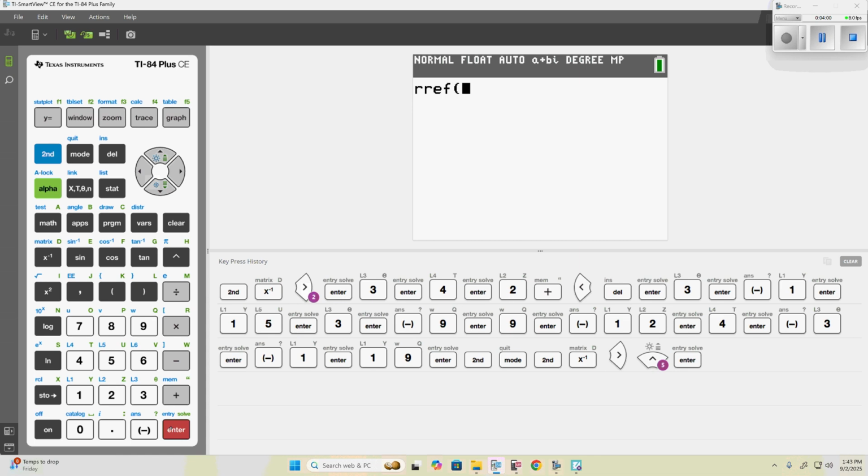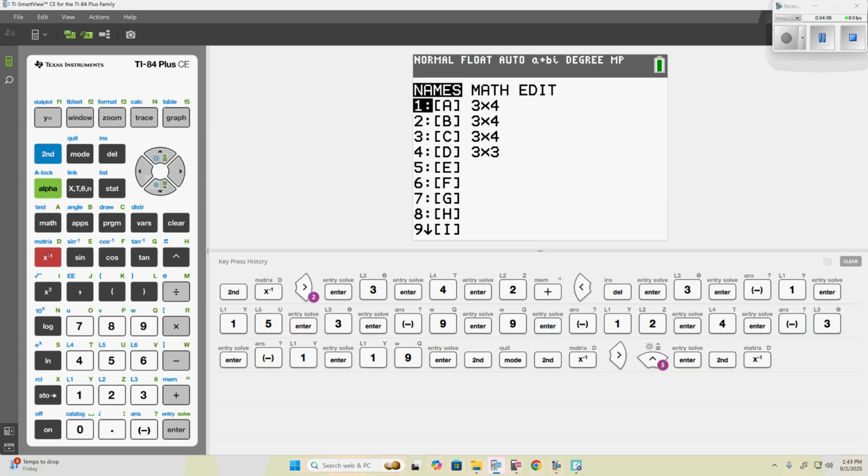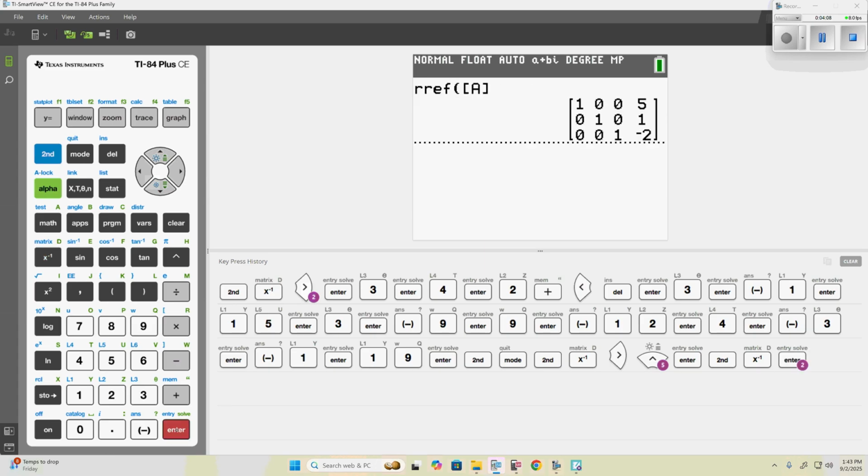Now at this point, we still need to tell it what matrix we want to apply this to. So we'll go second matrix, get enter for A, and hit enter. Question? No. So you got it all typed in. Second quit, second mode, second matrix, over 1. Now we need to find RREF. Enter. Second matrix. Yeah, we're going to enter because we need to recall the matrix A. Enter.